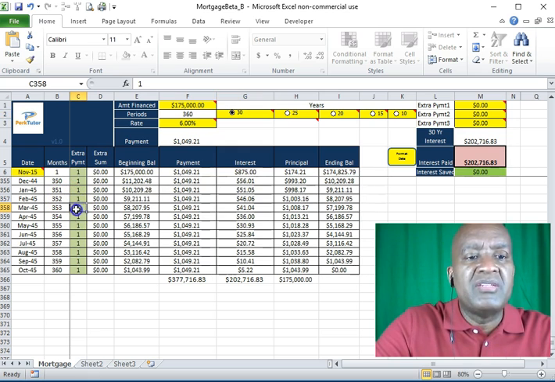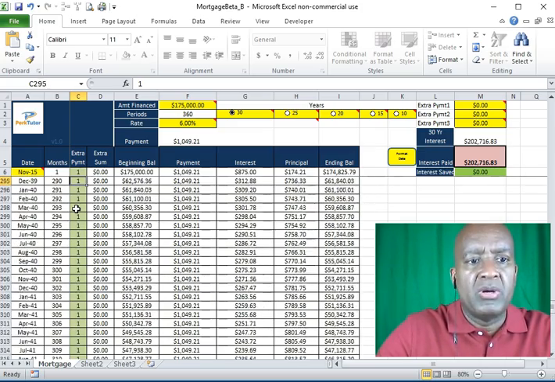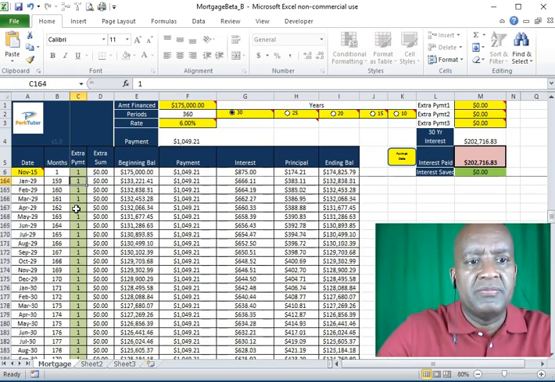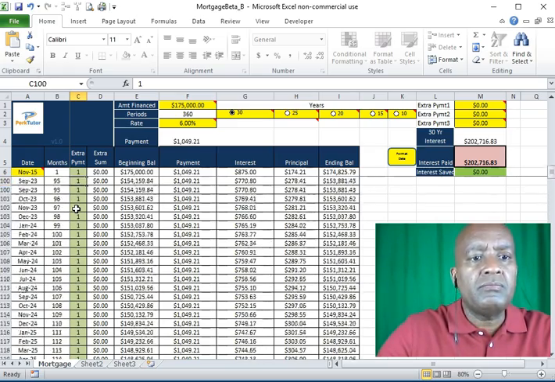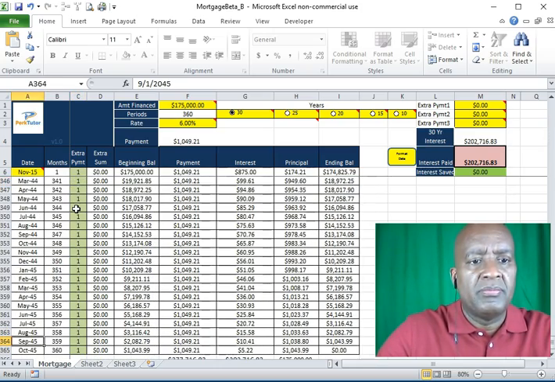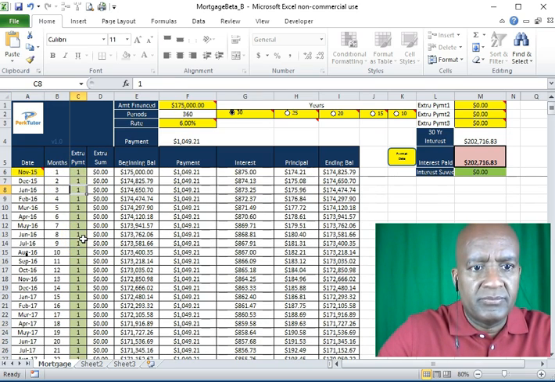Let's say that you were able to come up with, say, $100 extra payment starting next month. Now, when is next month? Next month is November of 2016. So let's go up here to payment 13, and it'll take us a moment to get there. Let's see if I can figure out a quicker way to get there.